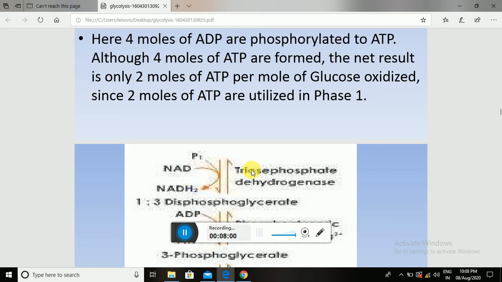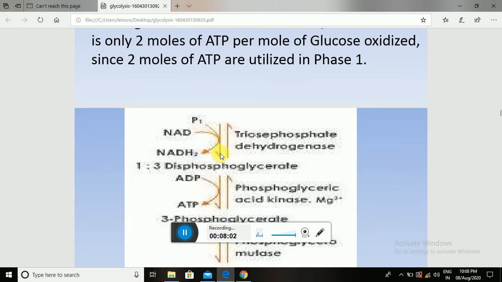Then this is step number 6 of glycolysis. Triose phosphate dehydrogenase is the enzyme. It converts glyceraldehyde 3-phosphate into 1,3 bisphosphoglycerate, which is an anhydride, or acetate, of this glyceraldehyde 3-phosphate. In this step they get one NADH. NAD gets converted into NADH2.